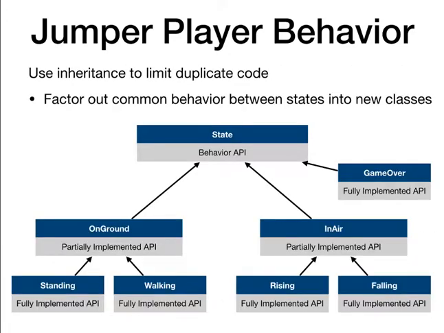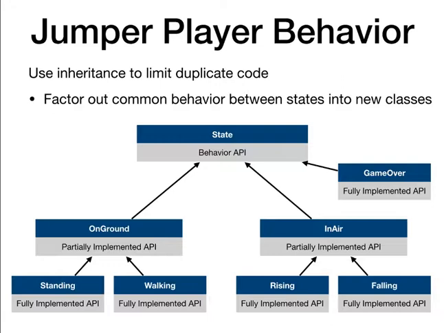So when we're implementing these states, there's two pairs of two states in particular, the rising and falling states and the walking and standing states, that have a lot of functionality in common. So of course we're going to have some state class that defines our API, and we're going to extend that state class for all of our states.